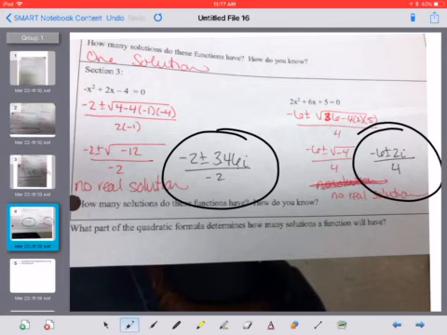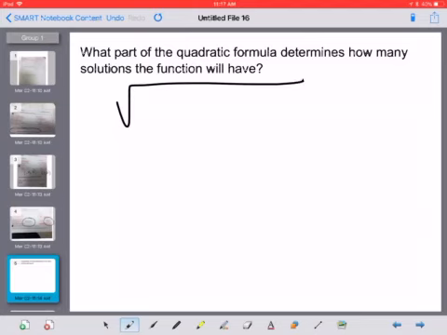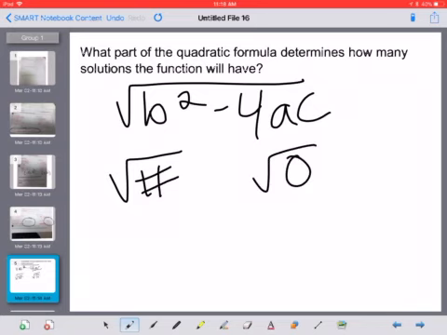And so the big idea with all three of these sections is we're trying to figure out what part of the quadratic formula determines how many solutions the function will have. And so what I hope you noticed is that what was underneath the square root, that b squared minus 4ac, told you how many solutions we had. So when I was square rooting a positive number under the square root, I had two solutions, and those were the problems like section 1. And when I was square rooting a 0, I ended up having one solution because the square root of 0 is just 0. So that would have been like the problems in section 2.